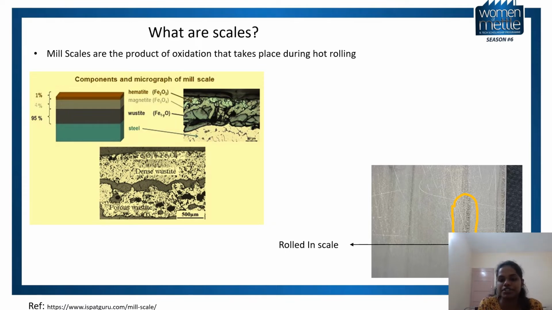Here we can see a picture where I have shown this mark and there's this rolled in scale. This is how a rolled in scale looks like.